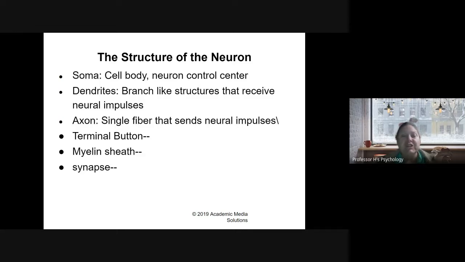The myelin sheath is the insulation that goes around the axon. And the synapse, which is a term I don't know if I've used yet, is that gap between the terminal button where the neurotransmitter is getting released and the dendrites of the next neuron that are going to pick up that neurotransmitter. So that gap between them is the synapse.